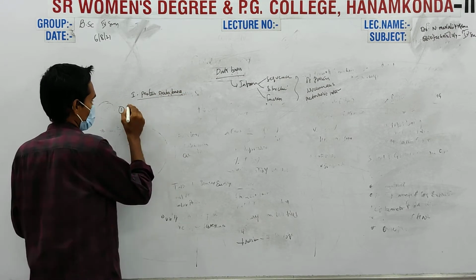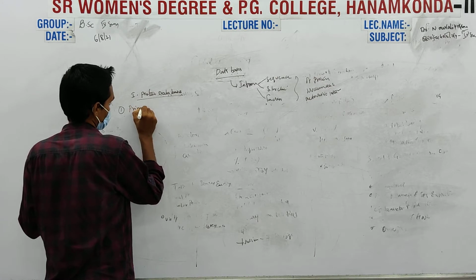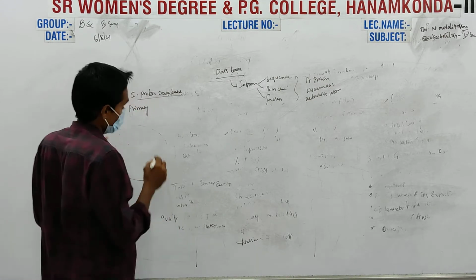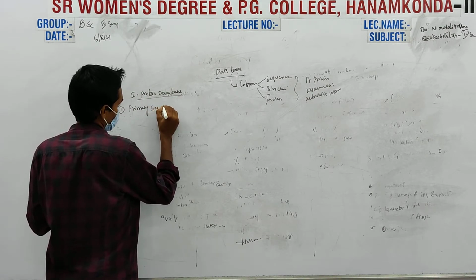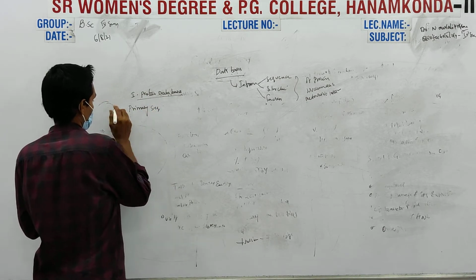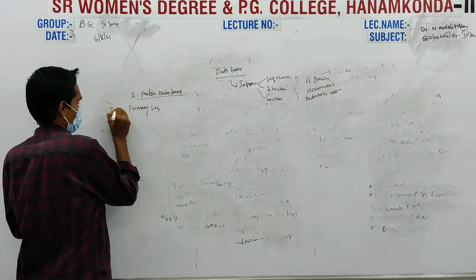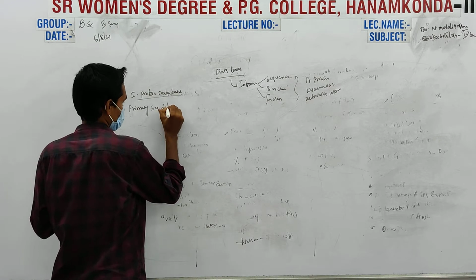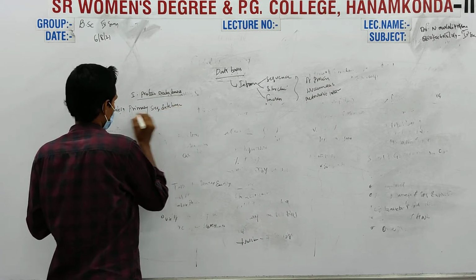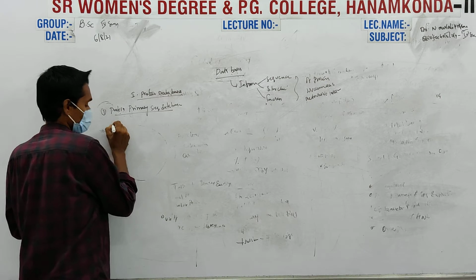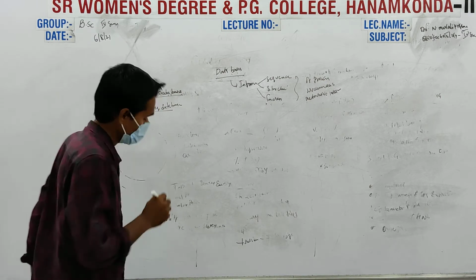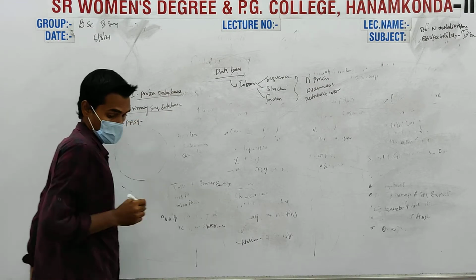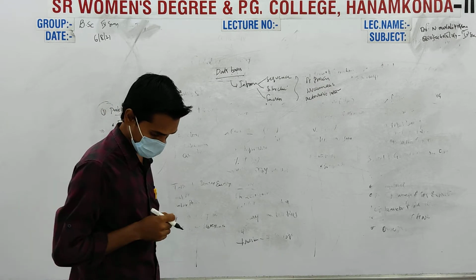So the first one is protein primary sequence databases, which includes ExPASy. So ExPASy, the first one, is Expert Protein Analysis System.